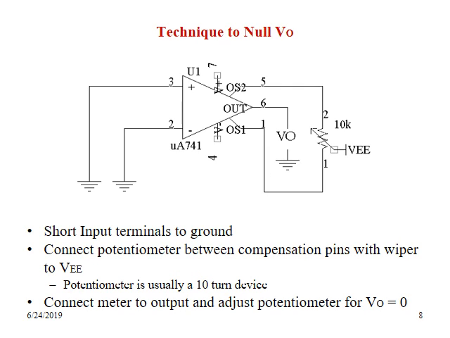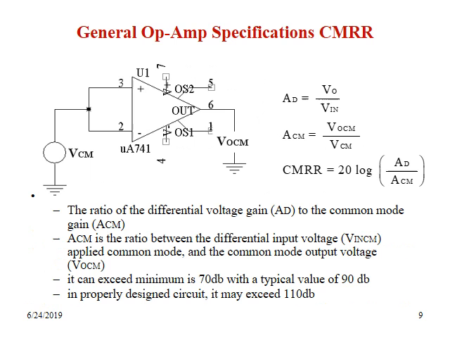Now how to null this offset voltage? We can short the input terminals, pin number 2 and 3, to ground, and connect a potentiometer between the compensation pins, which are pin number 1 and 5. There is a 10k potentiometer connected between pin number 1 and 5. Then connect a meter at the output and adjust the potentiometer so that the meter reads 0. By adjusting this potentiometer, we can make the output offset voltage 0. That is one method of nulling the offset voltage.